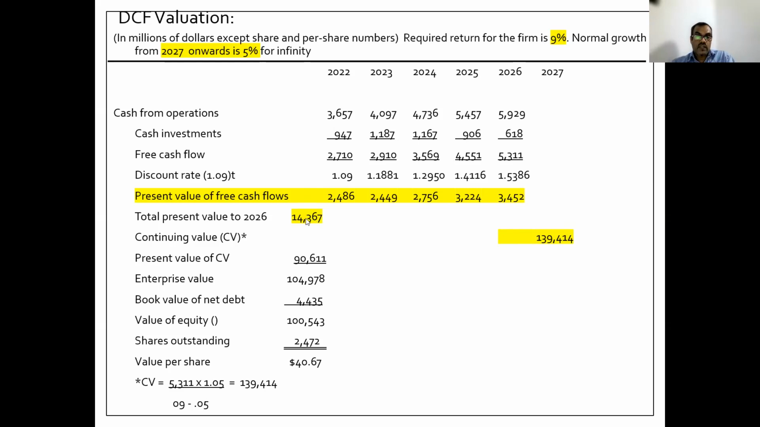So 14,000 plus 90,000 becomes 104,000 something. That is the enterprise value. You see, that is not the equity value, it is the enterprise value, no matter how and who has financed it. From the enterprise value, you deduct the book value of net debt. That's simply given. So the value of equity is this much. Since the total number of shares, just assume a number has been put there, the value per share is this.